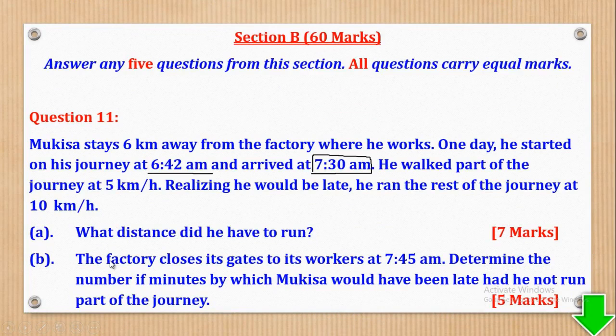We have got it. Now part B, they said the factory closes its gates to its workers at 7:45. Determine the number of minutes by which Mukisa would have been late had he not run part of the journey. If he had not run part of the journey, it implies that the whole 6 kilometers he spent while walking. So the distance will be 6 and the speed will be 5 kilometers per hour. Because we know distance and speed, we can get time.